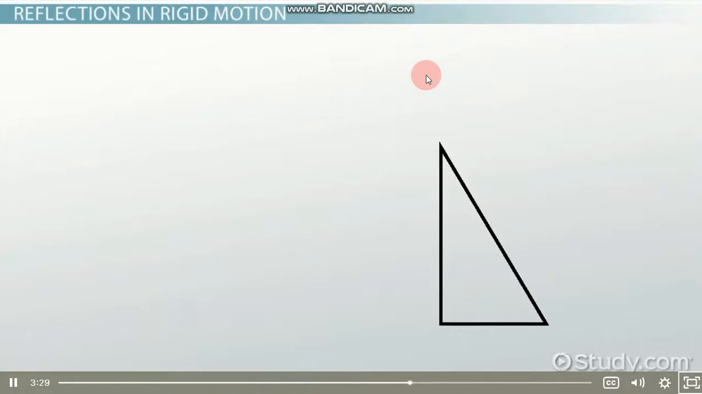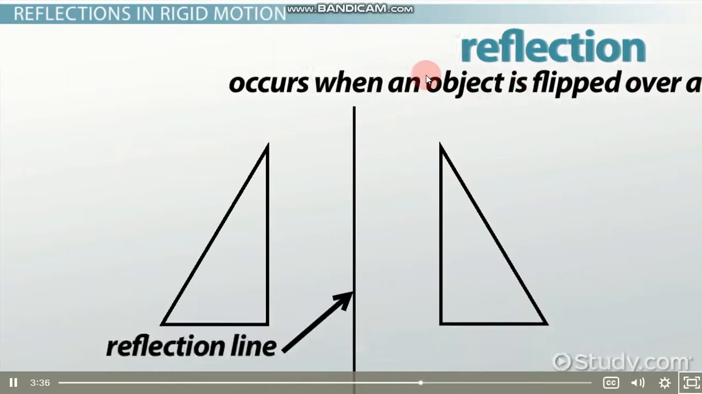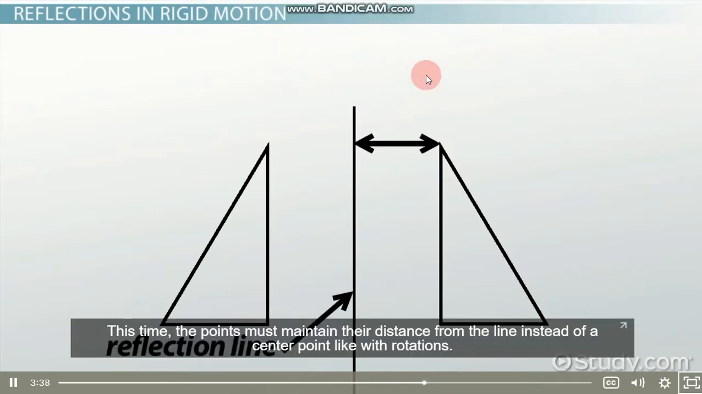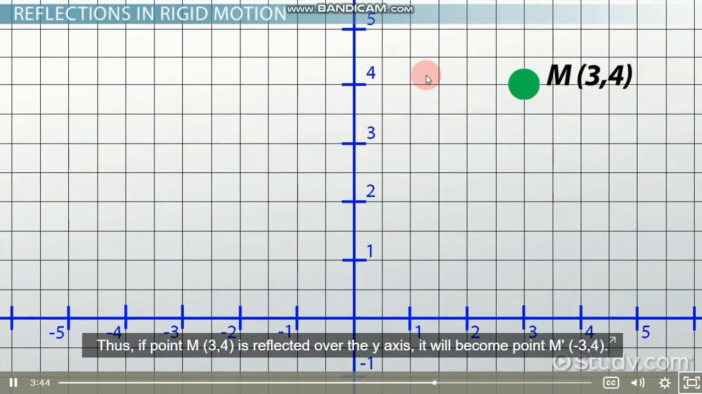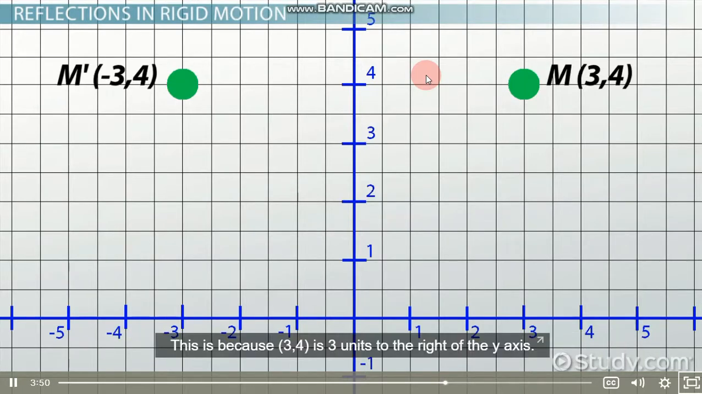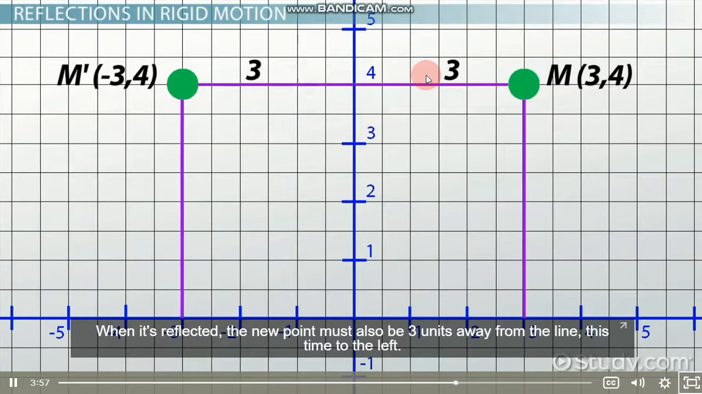original. The last type of rigid motion is called a reflection and occurs when an object is flipped over a reflection line. This time, the points must maintain their distance from the line instead of a center point like with rotations. Thus, if point M, (3, 4), is reflected over the y-axis, it will become point M prime, (-3, 4). This is because (3, 4) is 3 units to the right of the y-axis. When it's reflected, the new point must also be 3 units away from the line, this time to the left.